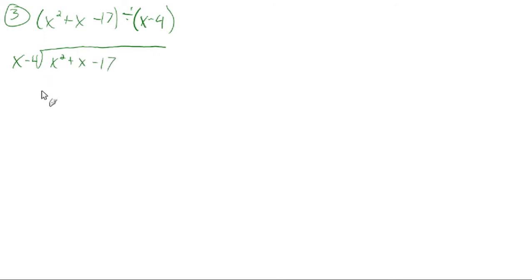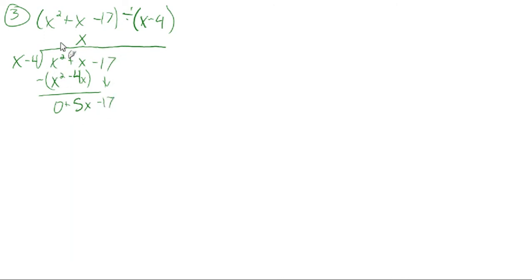Okay, so what do we multiply x by to get x squared? If we multiply it by x, x times x is x squared. x times negative 4 is negative 4x. And we're done with that little piece. And now we're going to do subtraction. x squared minus x squared is 0. x minus a negative 4x is 5x. And we bring down the negative 17.